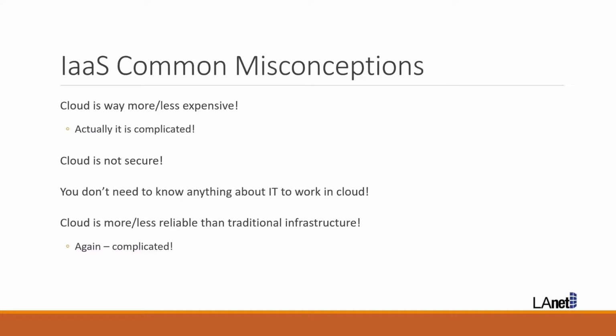And then I also get, again, competing views here. Cloud is more reliable or it's less reliable than traditional infrastructure. And again, it's complicated. When it comes to AWS in general, they have very high SLAs, but they write those SLAs in very specific ways.